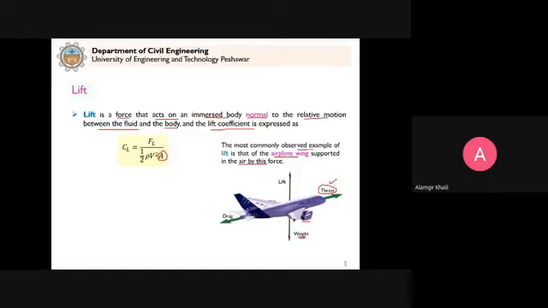And because of this motion of the aeroplane through the air, two principal forces are developed. The first one is the drag force, which is parallel to the direction of relative motion between the fluid and the object. So that is the drag force. And we studied that initially, it is a resisting force. It resists the motion of the body.